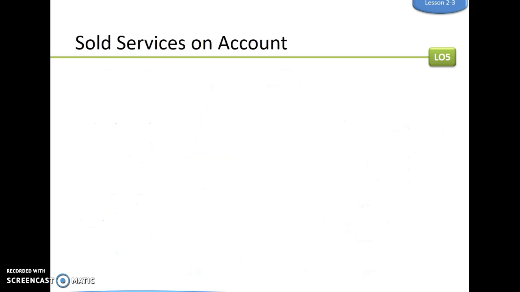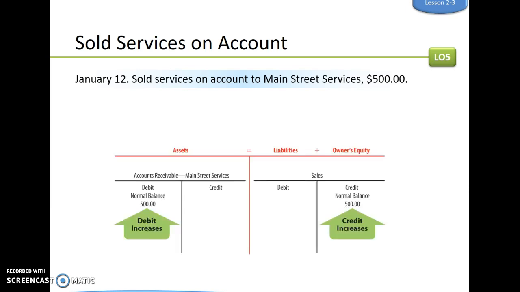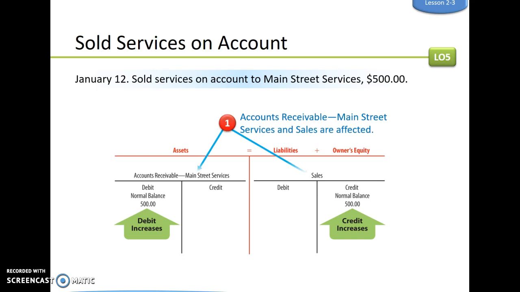Next, we're going to take a look at sold services on account. Once again, when you sell services on account, that means you're letting someone purchase something to pay you back at a later date. So they're charging it to you, and you are allowing them to pay back at another time. In this transaction on January 12th, you sold services on account to Main Street Services. So once again, first thing you're going to say is, what accounts are affected? It's your accounts receivable from Main Street Services and sales.